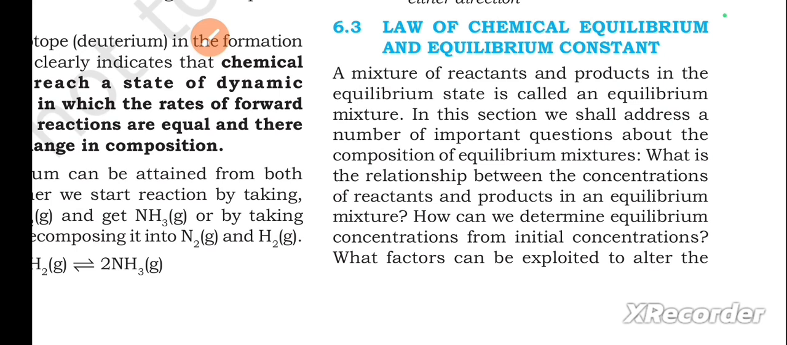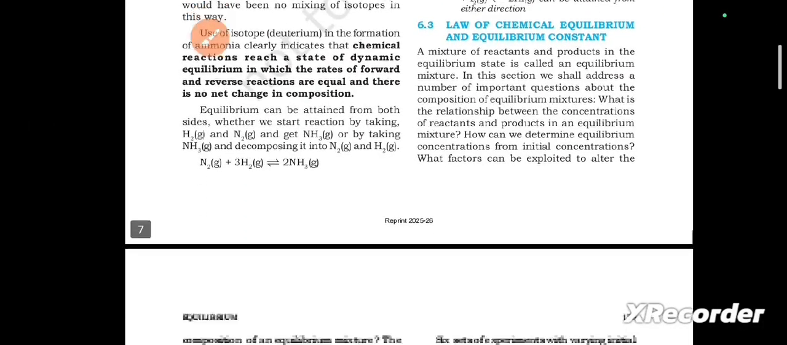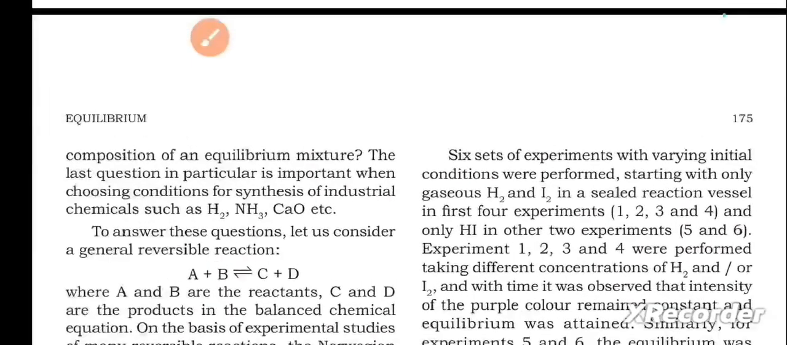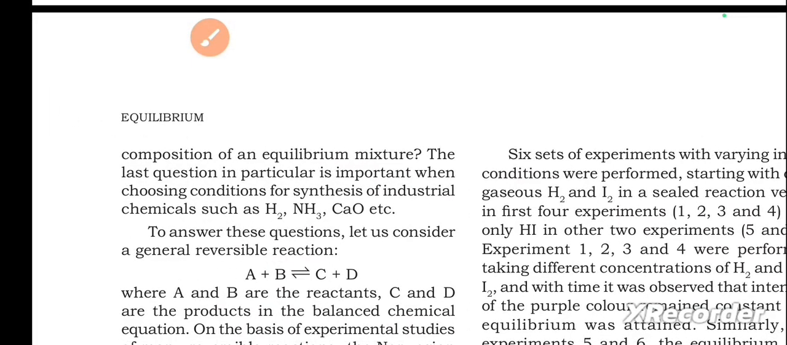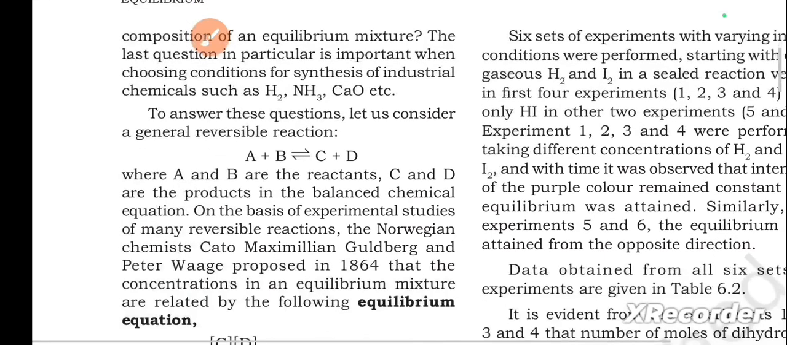A mixture of reactants and products in the equilibrium state is called an equilibrium mixture. In this section, we shall address a number of important questions about the composition of equilibrium mixtures. What is the relationship between the concentrations of reactants and products in an equilibrium mixture? How can we determine equilibrium concentrations from initial concentrations? What factors can be exploited to alter the composition of an equilibrium mixture? The last question in particular is important when choosing conditions for synthesis of industrial chemicals such as H2, NH3, CaO, etc. To answer these questions, let us consider a general reversible reaction.